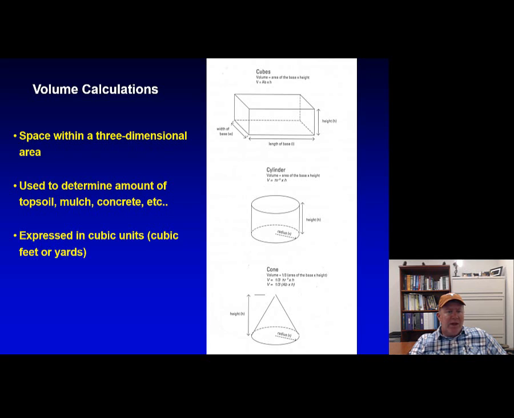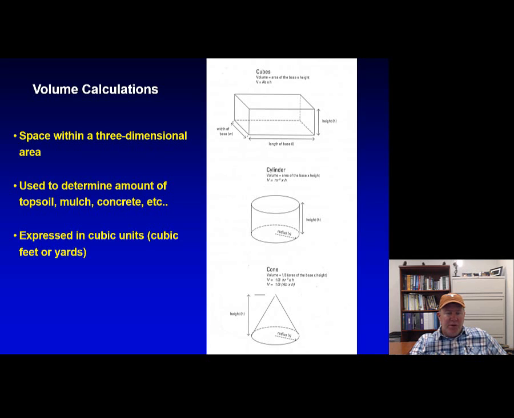But our volume calculation is the space within a 3-dimensional area. So we're going to talk about it for cubes here. The volume is the area of the base times the height, so volume is A times B times H.